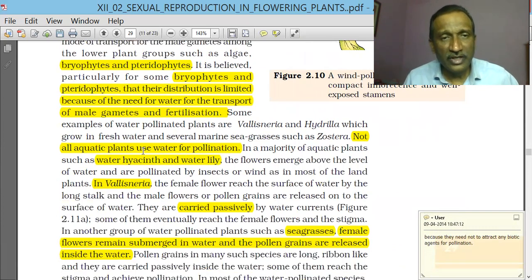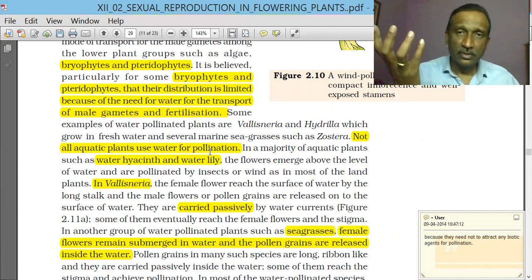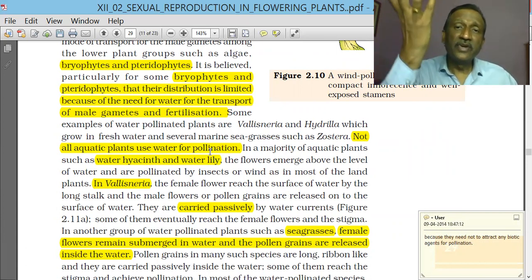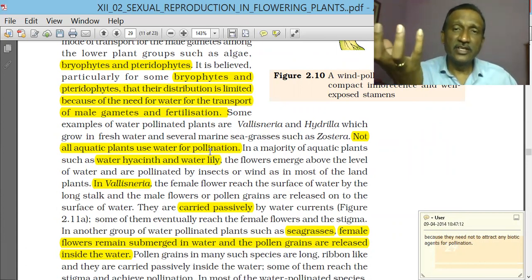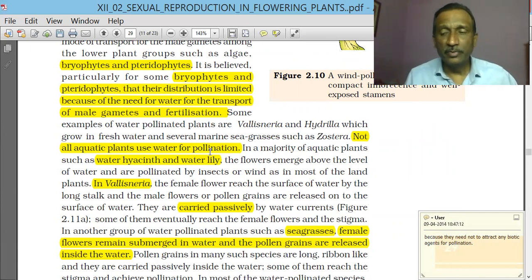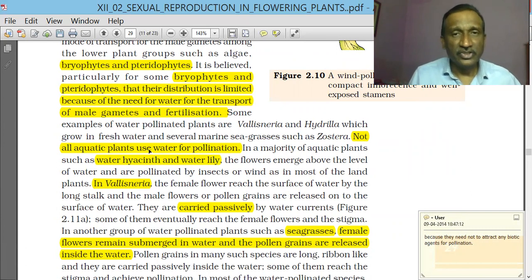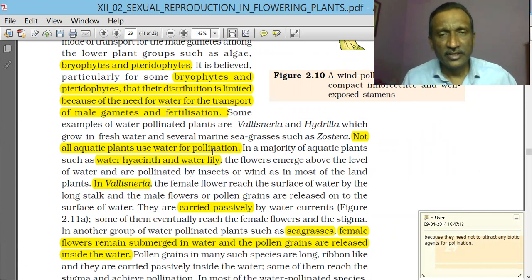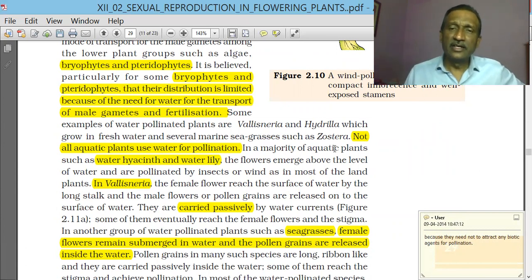Okay, not all aquatic plants are water pollinated. Many aquatic plants like lotus and water lily have flowers floating on the surface, and they are colored and attract bees and other pollinators to carry out the pollination. Water hyacinth has a purple flower which is exposed outside. So they do not have pollination by water, but Vallisneria, Hydrilla and Zostera are some of the examples where the pollination is done by water.